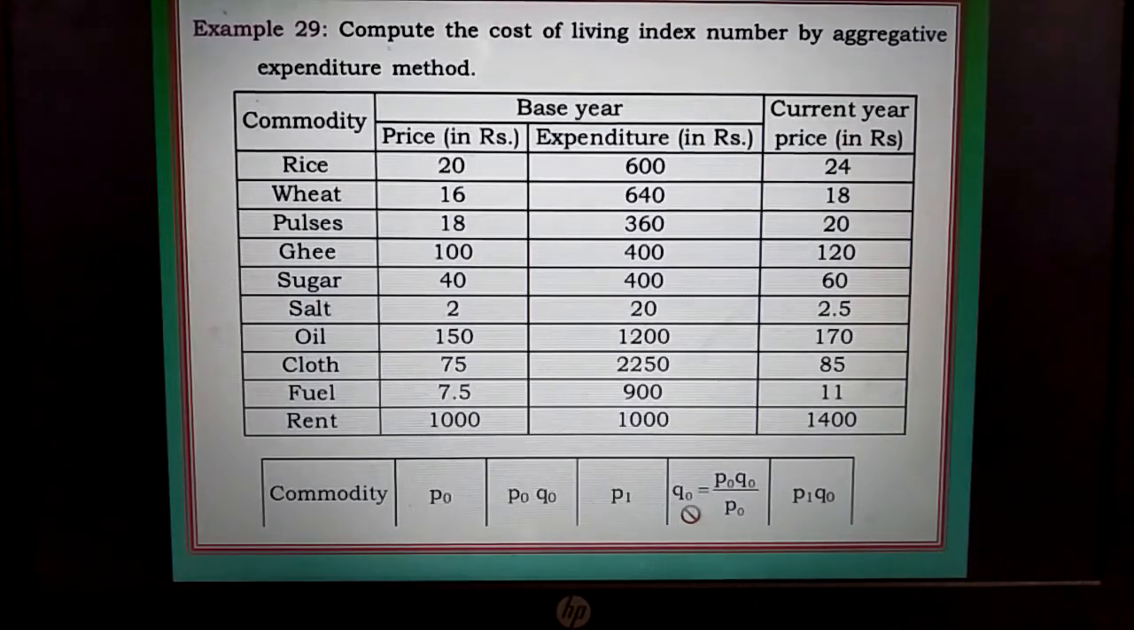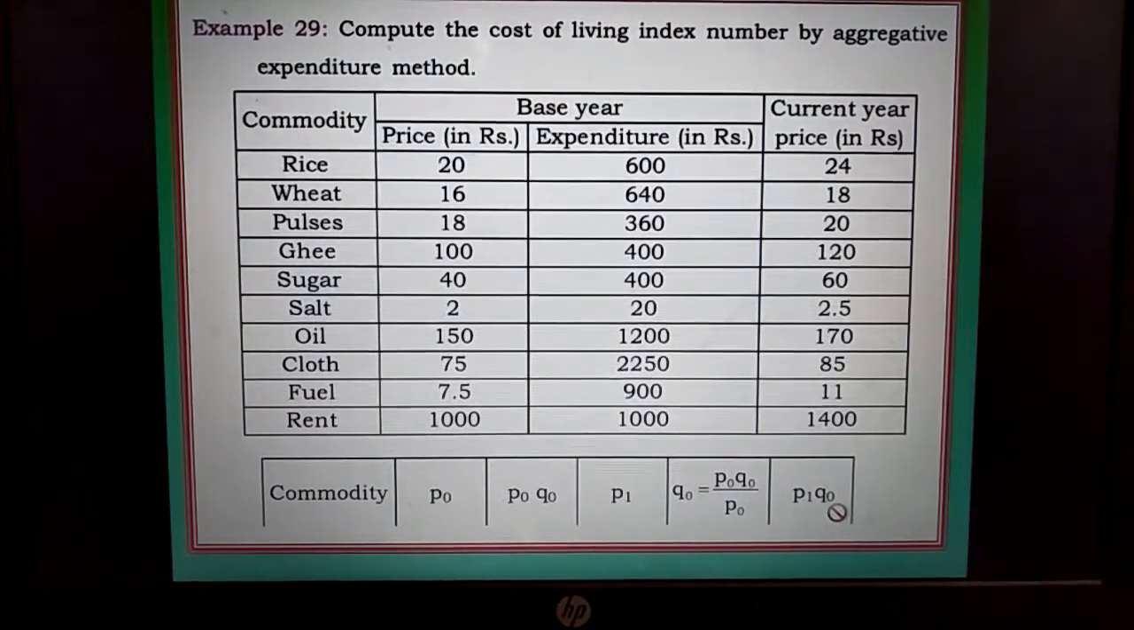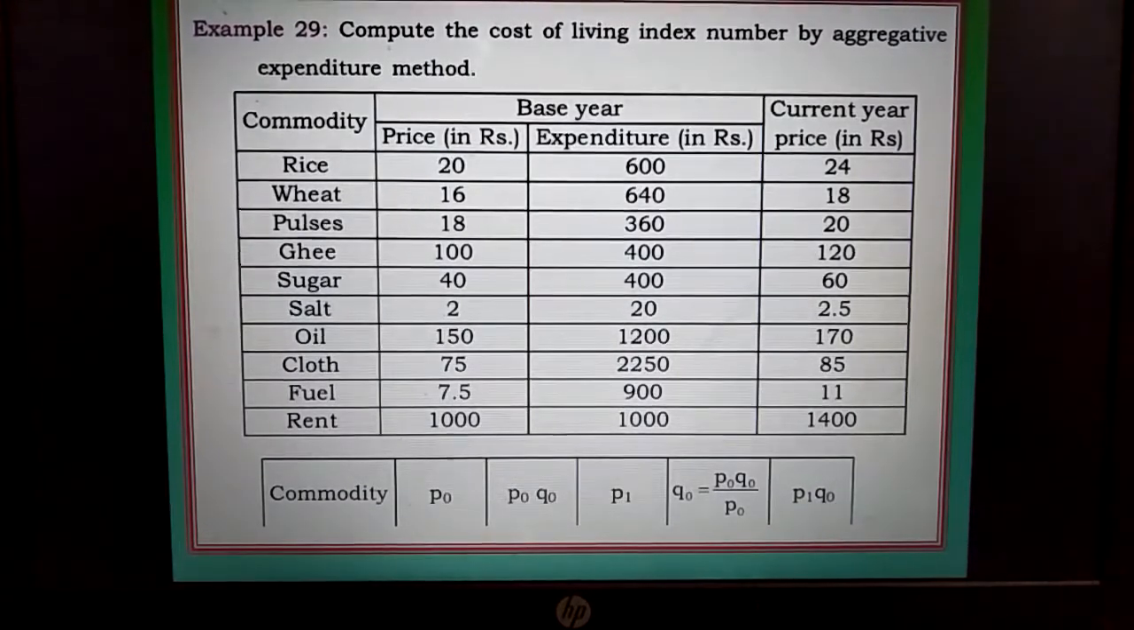That's why we are calculating Q naught is equal to P naught Q naught divided by P naught. When you do this, P naught and P naught get cancelled, remaining Q naught. That's why Q naught is to be calculated based on the given data. Then we can calculate P1 Q naught, because it is needed in substitution of formula in numerator. That's why one more column is to be calculated here as P1 Q naught. In denominator what we need? P naught Q naught, isn't it? That's already given, so no need to calculate that. Only P1 Q naught is to be calculated. Let's see the solution in next slide.